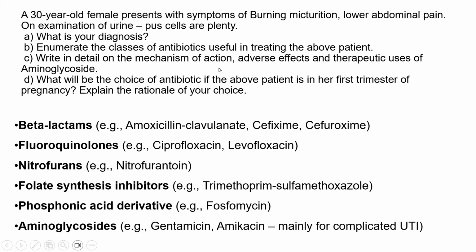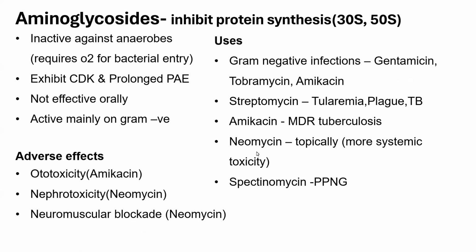Already I have discussed UTI in pregnancy. So what are all the antibiotics we can use in UTI? Beta-lactams we can use, fluoroquinolones, nitrofurantoin, even cotrimoxazole, and fosfomycin, and aminoglycosides for complicated urinary tract infections. So these are all the drugs. If they ask you drugs used in UTI, you have to write all these, even cephalosporins and penicillins. So coming to aminoglycosides.